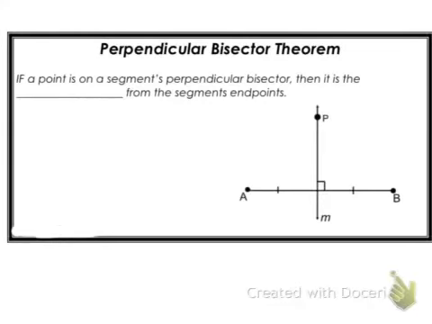So the perpendicular bisector theorem: if you have a point on a segment's perpendicular bisector, it can be here, here, here. It doesn't matter. If you have a point on the perpendicular bisector, then that point is going to be the same distance from the segment's endpoints. So PA, that distance, will be the same as PB.